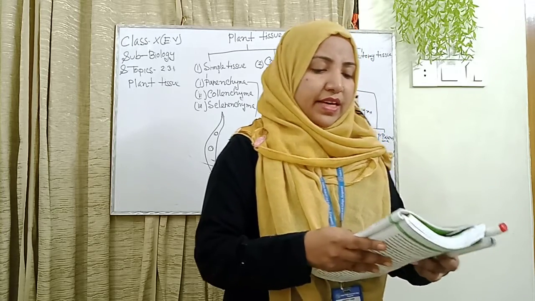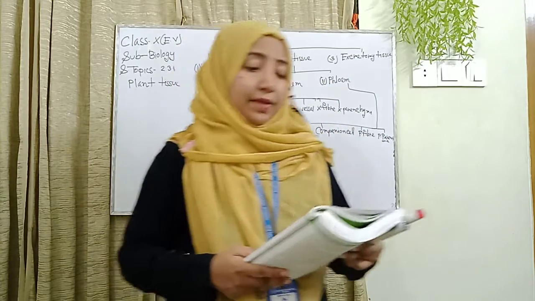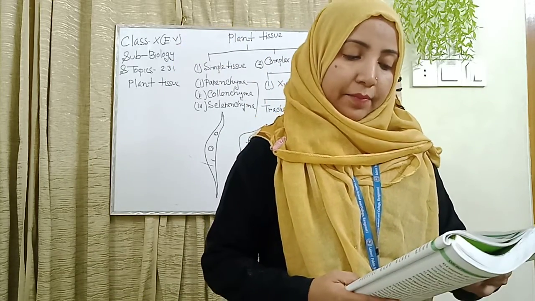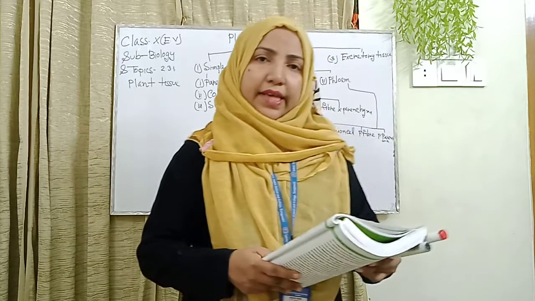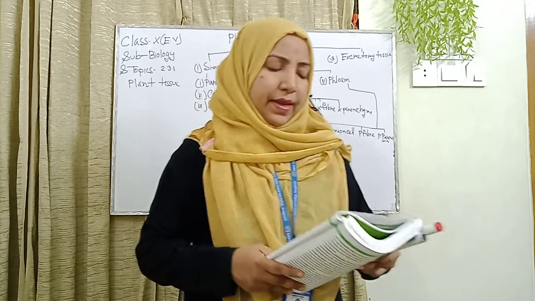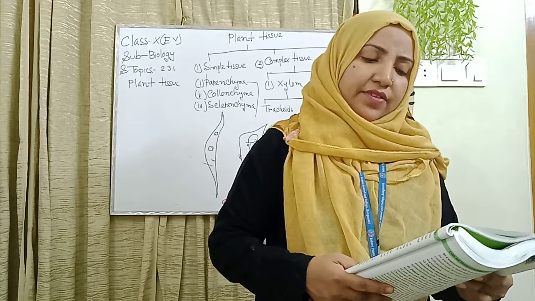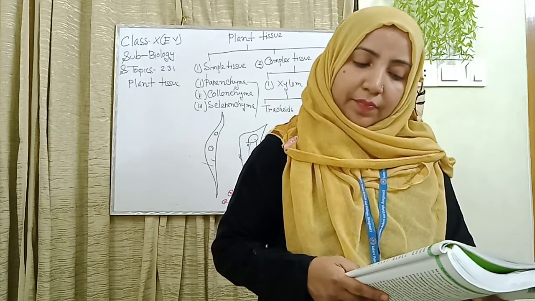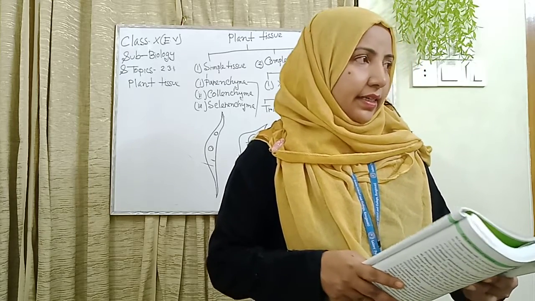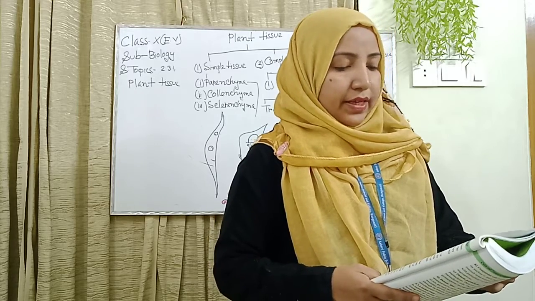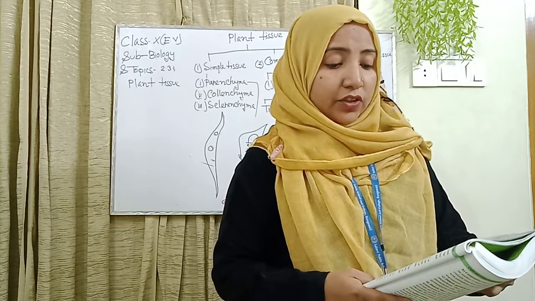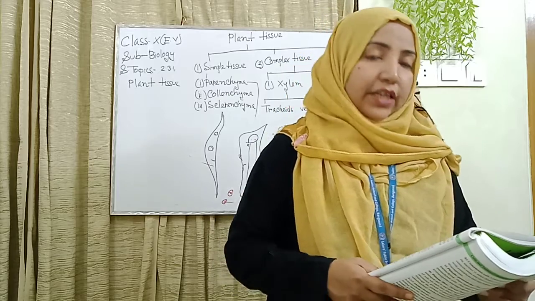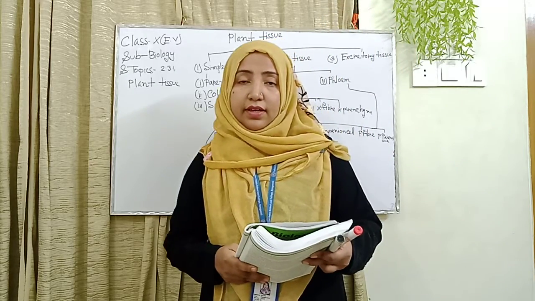Another structure is xylem parenchyma. The parenchyma cells in the xylem are called xylem parenchyma or wood parenchyma. Their walls may be thick or thin. The parenchyma cells in the primary xylem have thin walls, but those in the secondary xylem are thick-walled. Their main functions are storage of food and transportation of water.